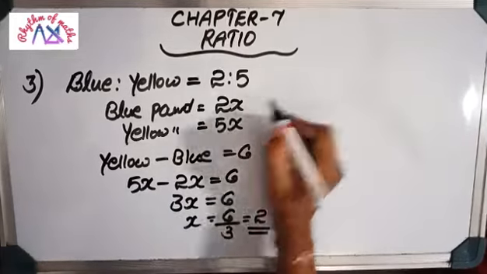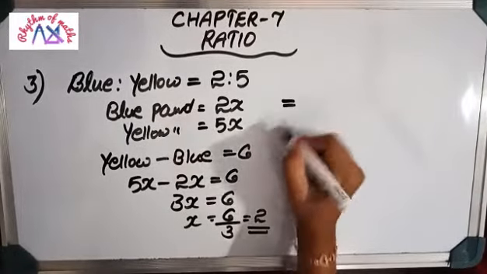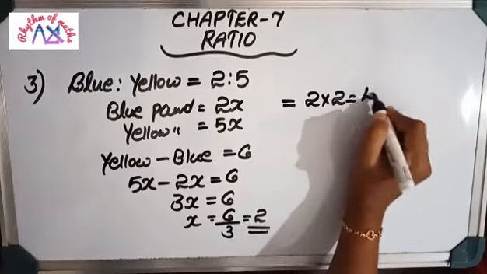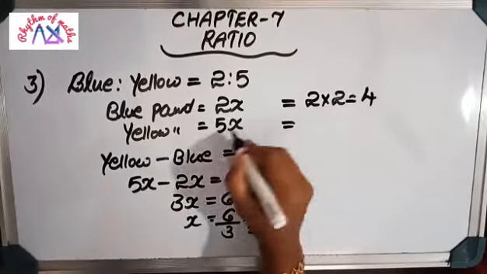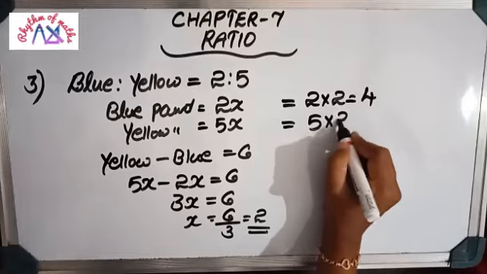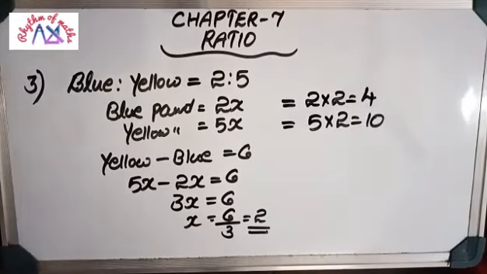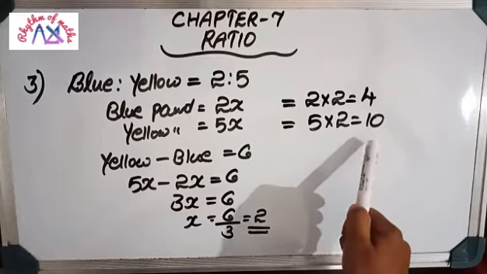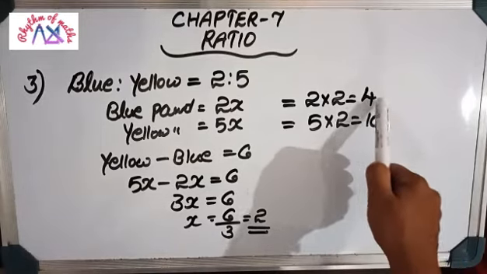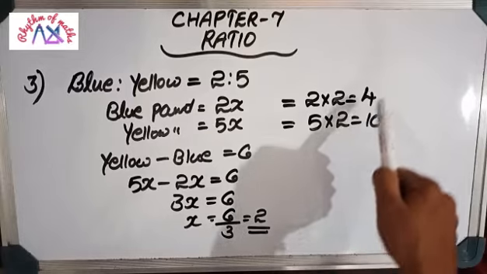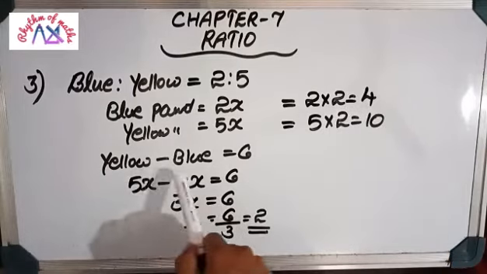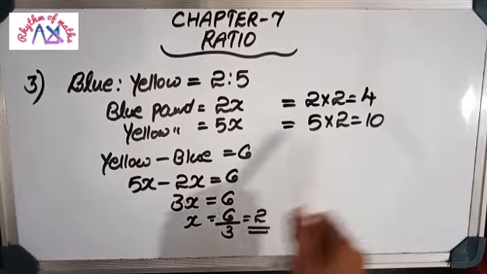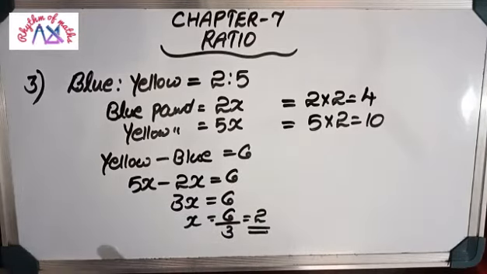Now to find the quantity of blue paint, apply x equal to 2 here. So 2 into 2, answer is 4 liters. Next, yellow paint is 5x, that is 5 into 2, equal to 10. Now check here. 4 is the blue paint. 4 plus 6 is 10. Okay, blue color plus 6 is 10. Yellow is 6 liters more than blue. That's why yellow minus blue we got 6 as the answer. So here 4 and 10 is the answer. So this is the third one.